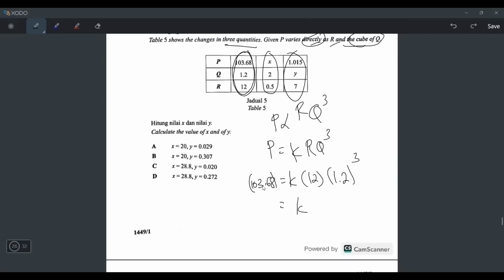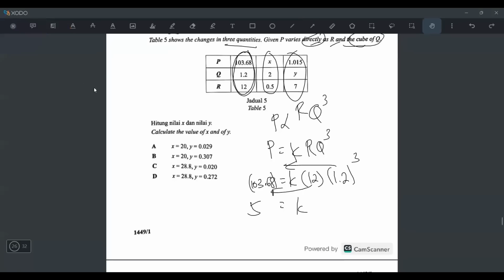Okay, so what is K? I'll just tekan 103.68 divide 12 divide 1.2 power 3. Okay, let's press 103.68 divide 12, because this one is times, we can divide. This one also divide 1.2 power 3, but I will just put bracket lah, just to be safe. So bracket 1.2 close bracket shift square, means power 3 lah. So I will get 5.